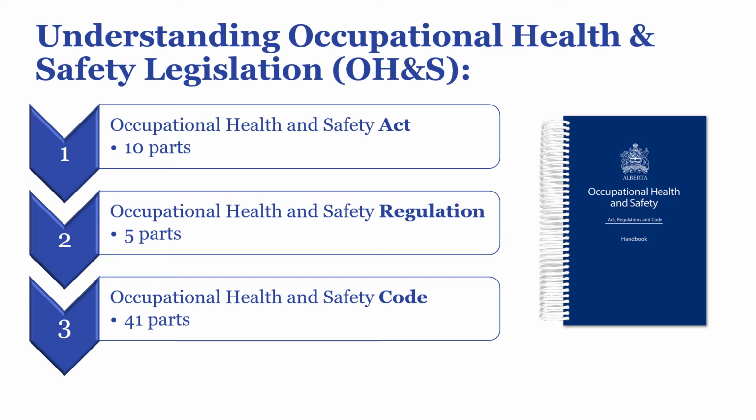The OH&S legislation consists of 3 areas. All 3 areas begin with the table of contents, definitions, and then their various parts. The OH&S Act has 10 parts, the OH&S Regulation has 5 parts, and the OH&S Code has 41 parts.